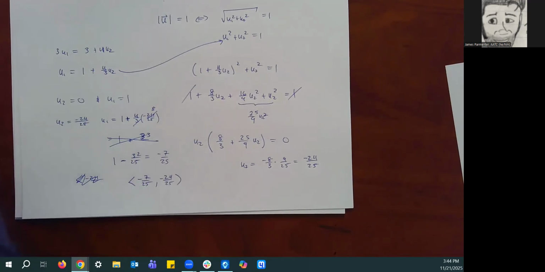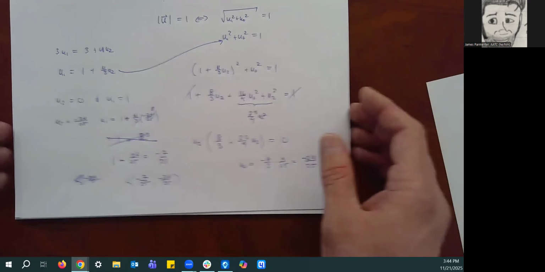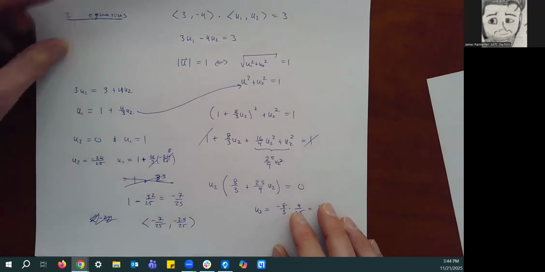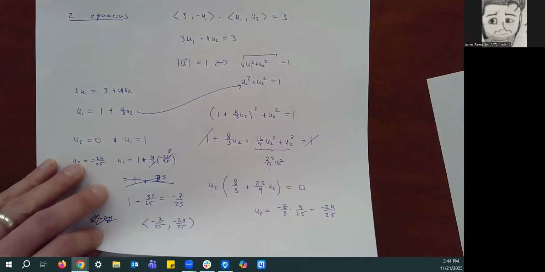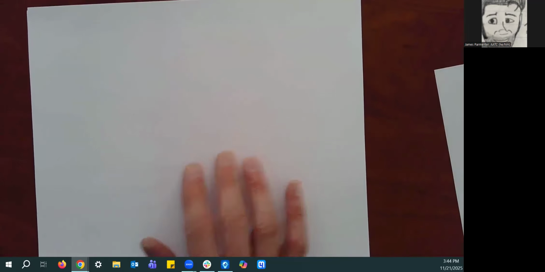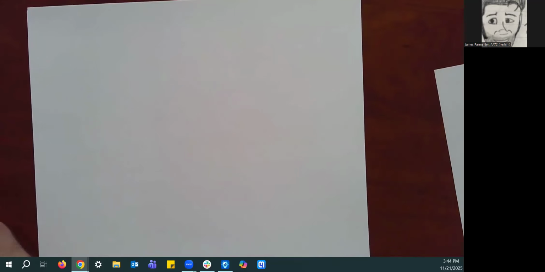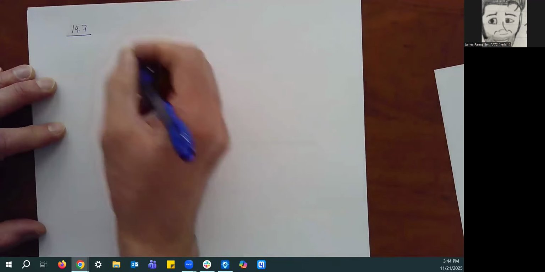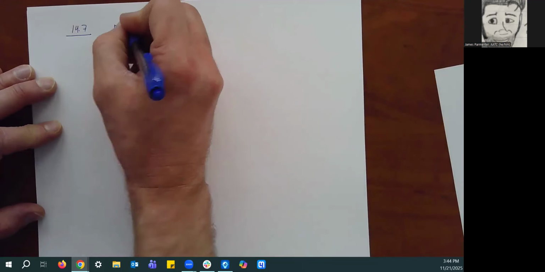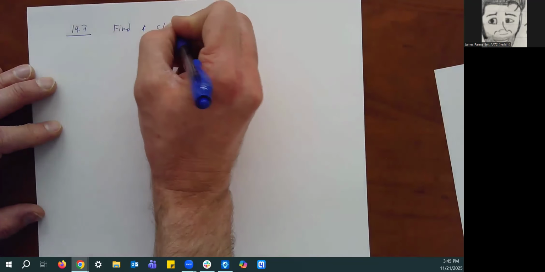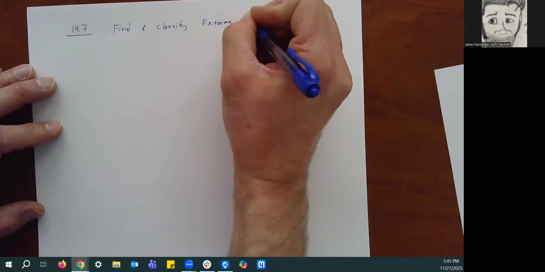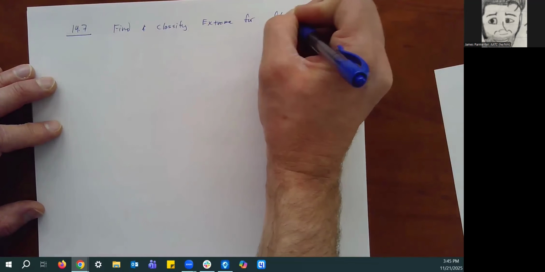Because really, you can just keep making all sorts of problems. And we can certainly come back to the gradient and directional derivatives, but I think it's much more fun to talk about finding and classifying extrema of functions of two variables. So I believe this is section 14.7. Finding and classifying extrema for functions like f of x comma y.